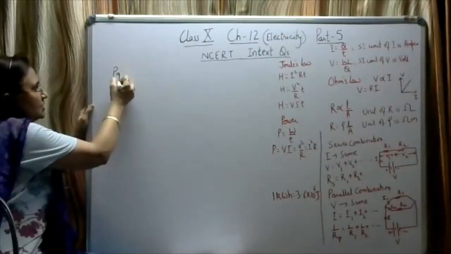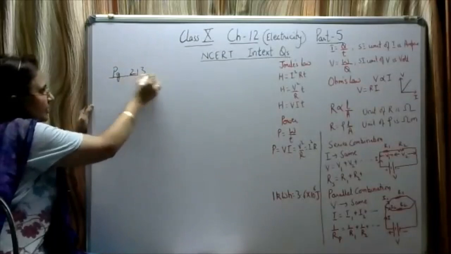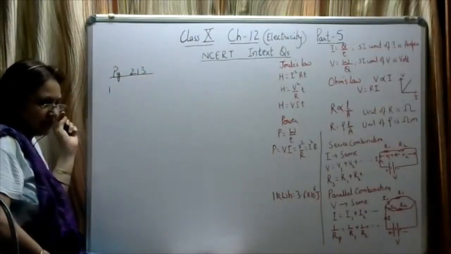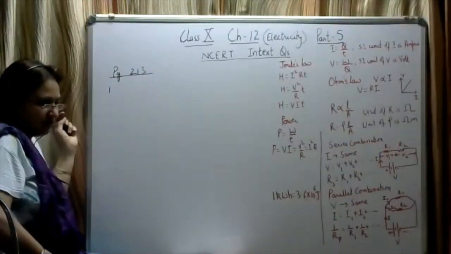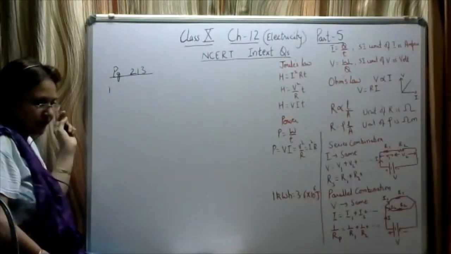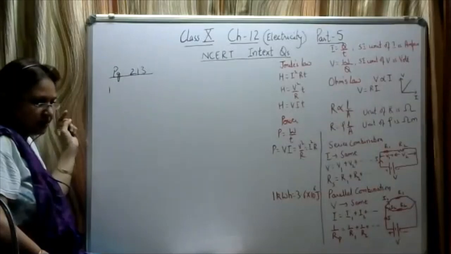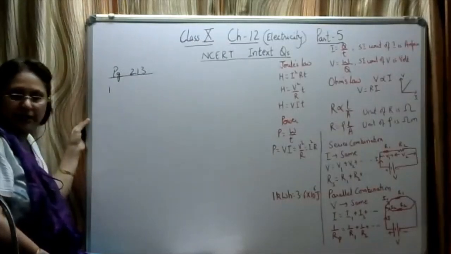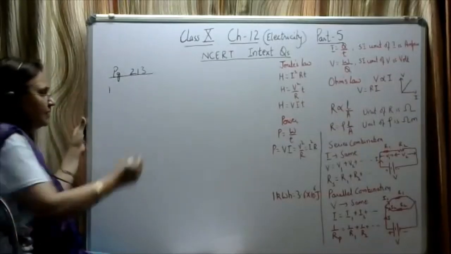Then there are few unsolved questions on page number 213. Question number 1 is, draw a schematic diagram consisting of a battery of 3 cells of 2 volt each, a 5 ohm resistor, an 8 ohm resistor and a 12 ohm resistor and a plug key all connected in series. Only you have to draw the circuit diagram.